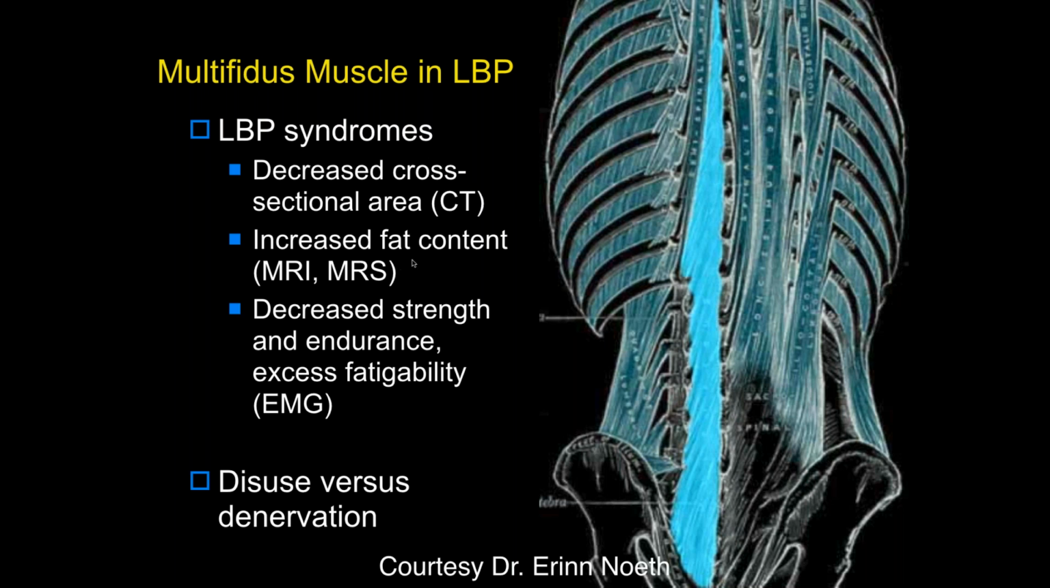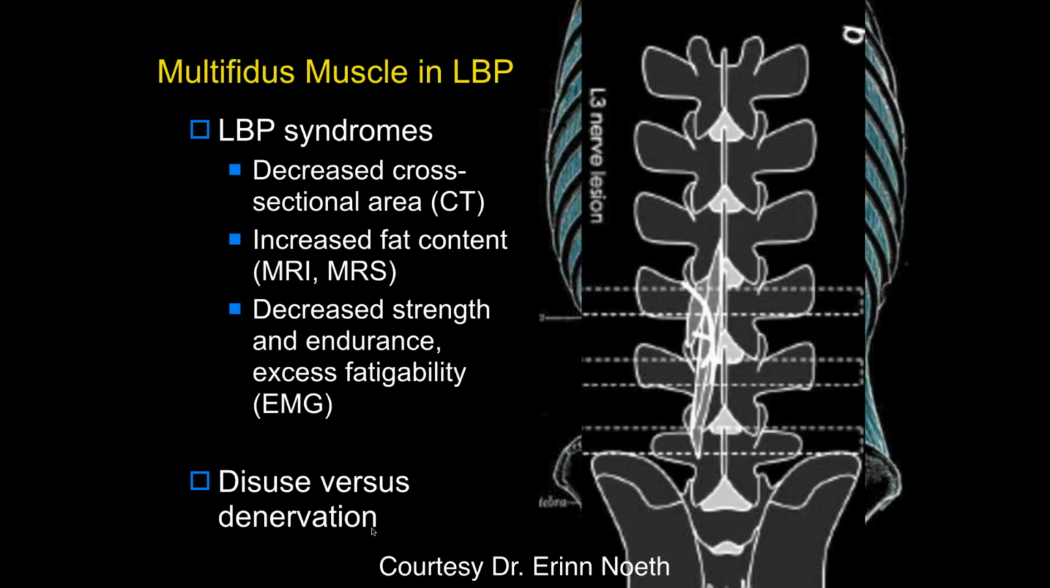You can see that increased fat, either on MRI or MRS, in the multifidus muscles is associated with back pain. A decreased cross-sectional area on a CT scan is also associated with back pain. Decreased strength, endurance, and excess fatigability can occur with atrophy of this muscle, as can be seen on EMG studies. The issue is disuse versus denervation. Most of what we see in non-operative patients is disuse, from what we talked about before.